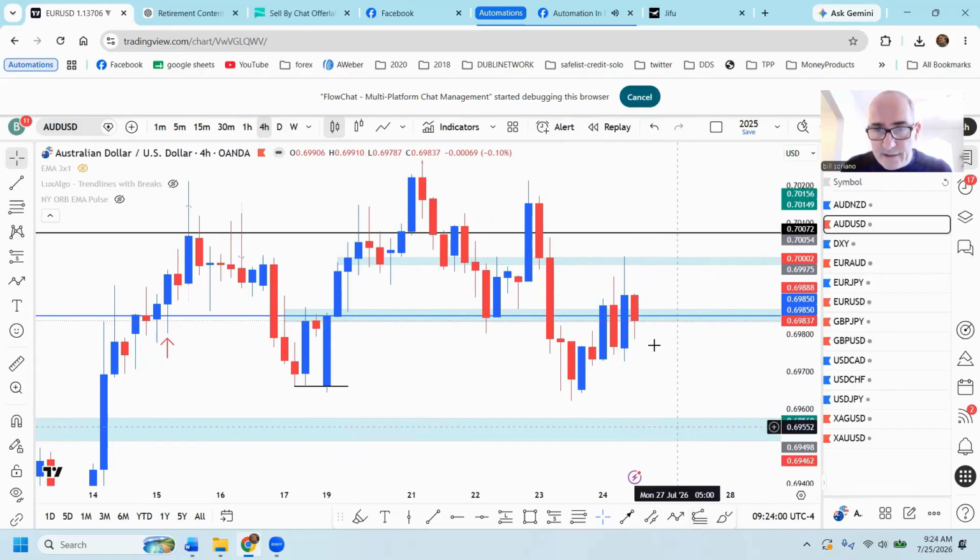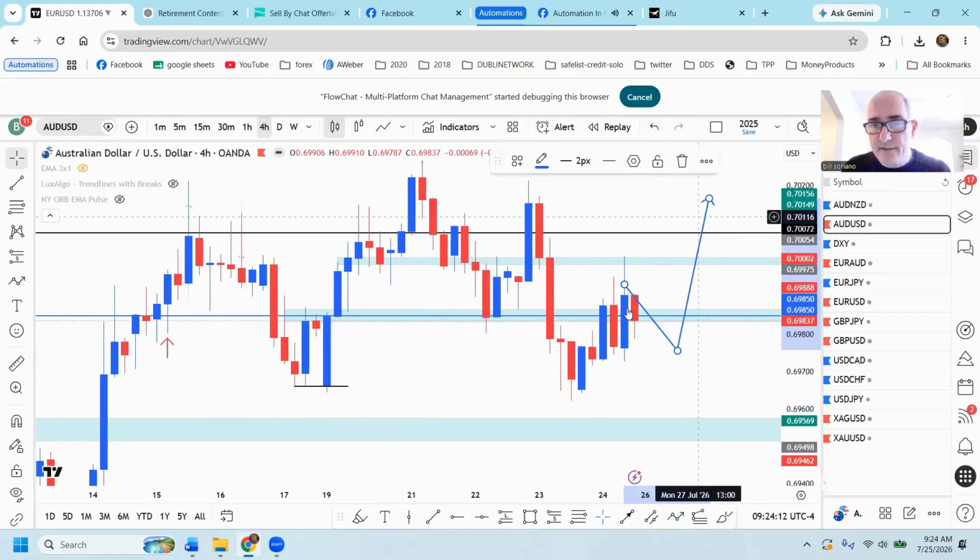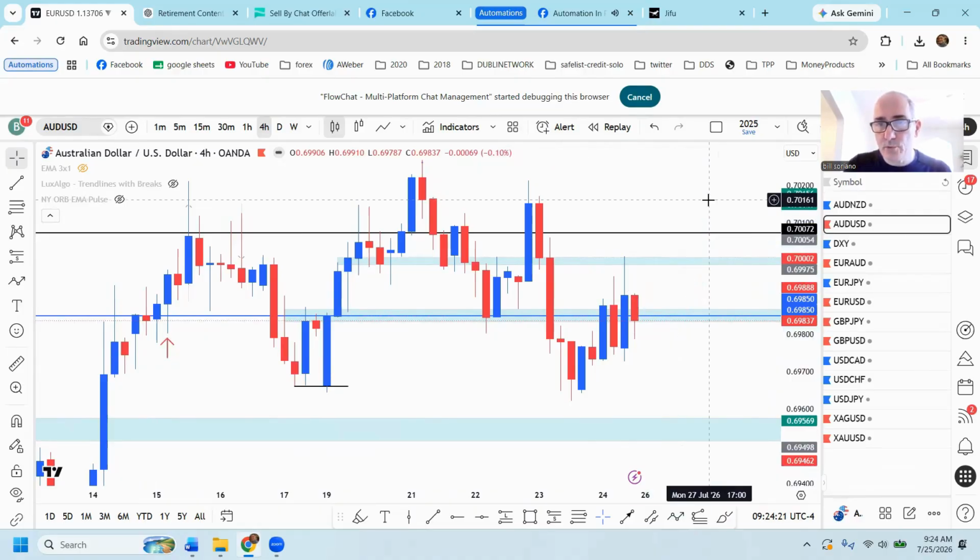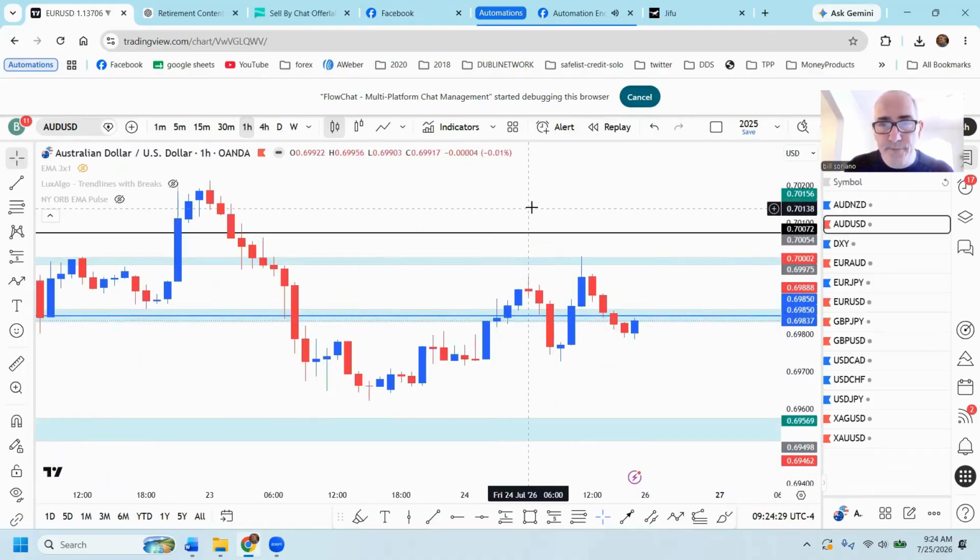Or if we get some type of market structure here next week where price pulls back here, moves down like we expect it to, and then we get a move up that gives us a break of structure here, then that would also cause us to be bullish on AUD USD. But right now we are bearish. So what we do after we determine that is we go down to the 1 hour.